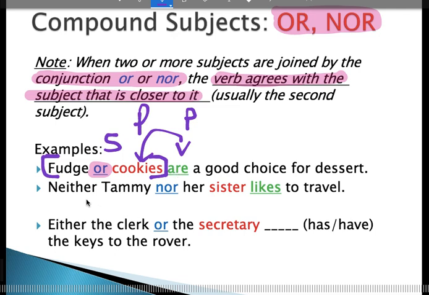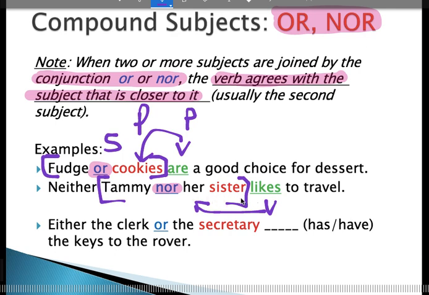So another example, neither Tammy nor her sister likes to travel. So the action here is to like. That's our verb. Who or what likes? Well, Tammy and her sister. They are our subjects. We have the word nor. So because we have the conjunction nor, in order to figure out what kind of verb we need, singular or plural, we look at the subject that is closest to that verb.